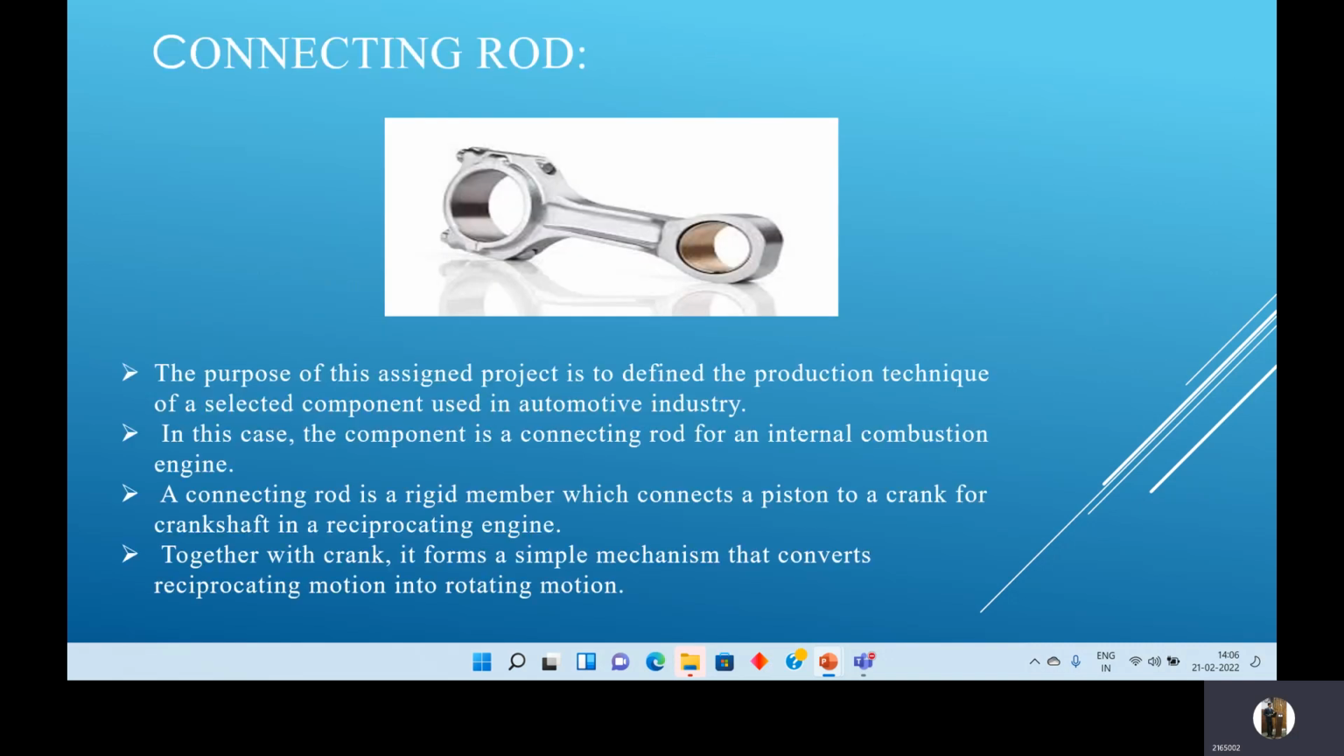So this is the introduction. The purpose of this assigned project is to define the production technique of a selected component used in the automotive industry. In this case, the component is the connecting rod for an internal combustion engine. So what is a connecting rod? It is a rigid member which connects a piston to the crankshaft in a reciprocating engine. Together with a crank, it forms a simple mechanism that converts reciprocating motion into rotary motion.